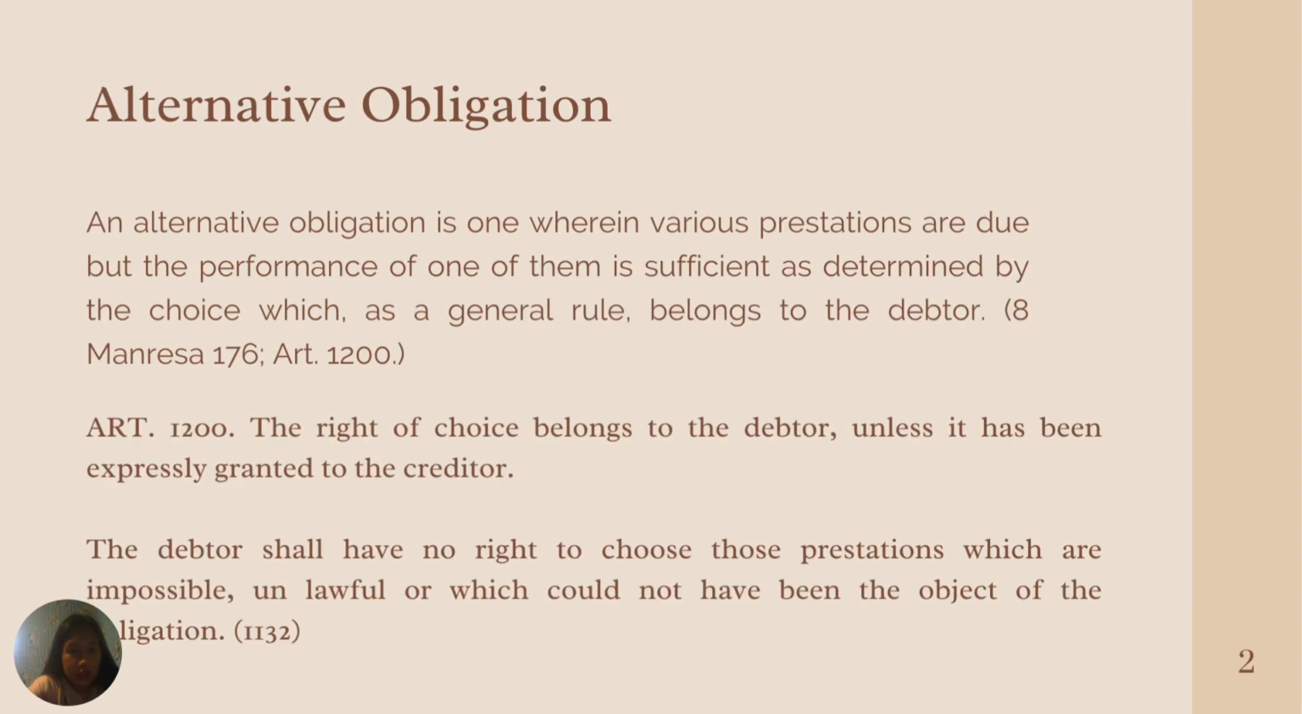Next is alternative obligation. An alternative obligation is one wherein various prestations are due, but the performance of one of them is sufficient as determined by the choice, which as a general rule belongs to the debtor. For example, Mara borrowed from Clara 10,000 pesos. It was agreed that Mara could comply with his obligation by giving Clara 10,000 or a color television set or by painting the house of Clara.